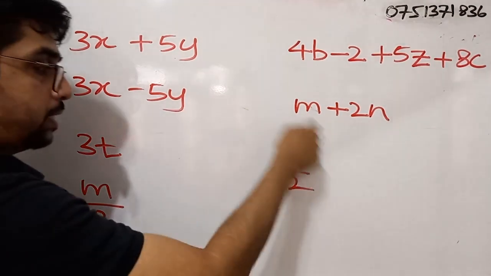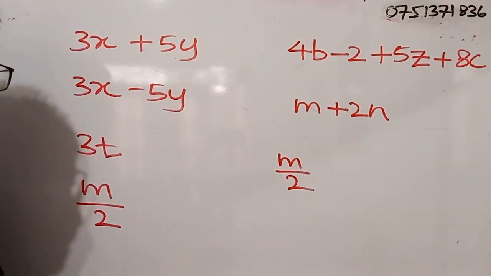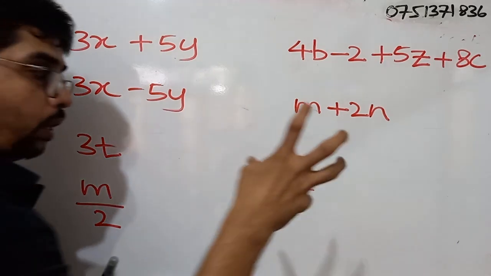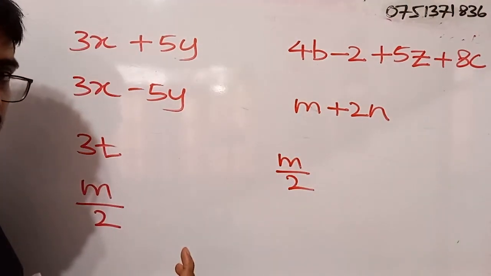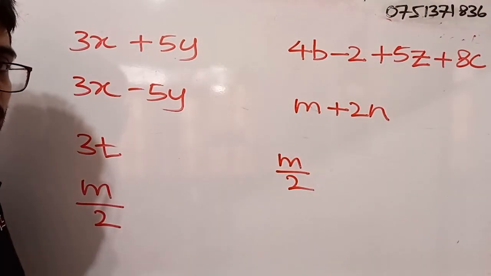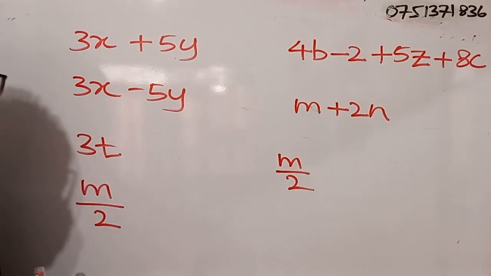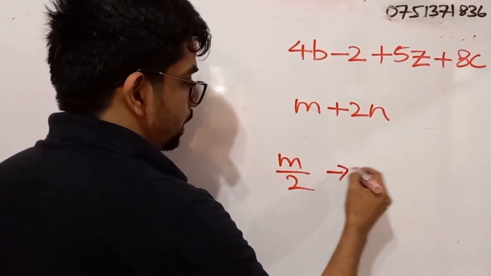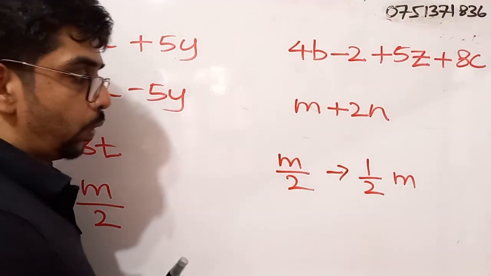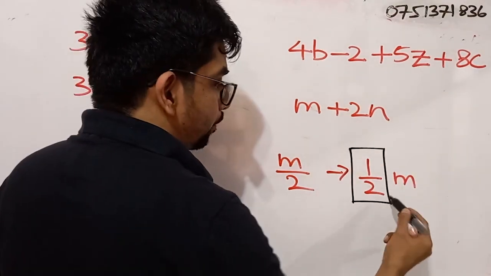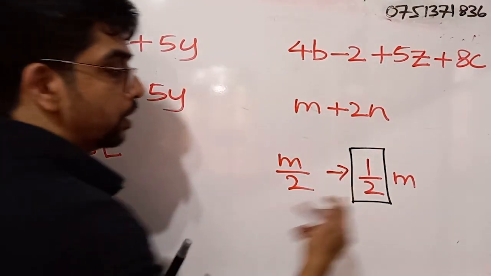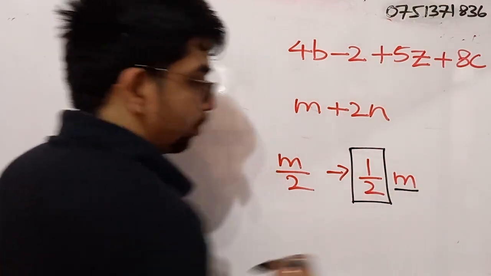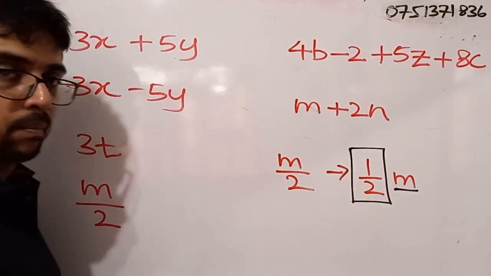So here this entire thing is what? An algebraic expression. So it has only one term. And it is a division also. It is a division. Right? M divided by 2. I can rewrite this expression in this manner. So here half, that is what? The coefficient of what? M. Half is the coefficient of m.